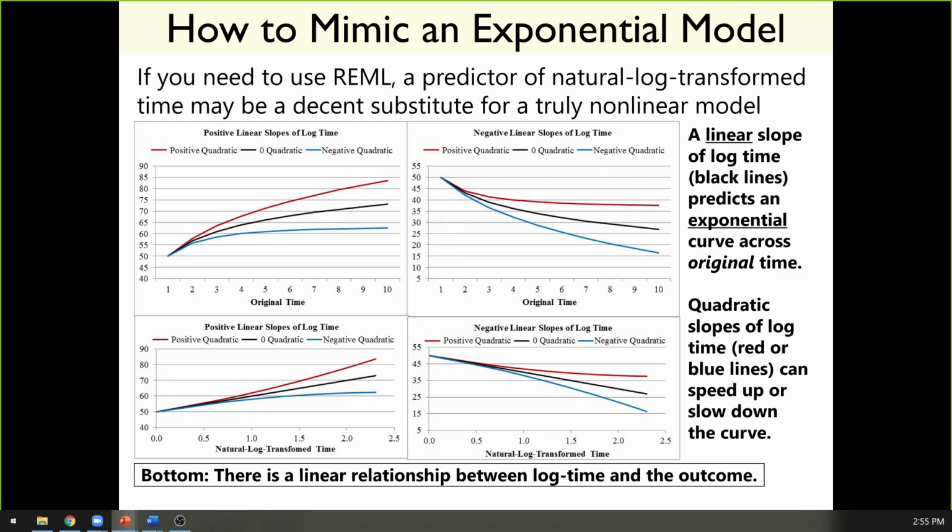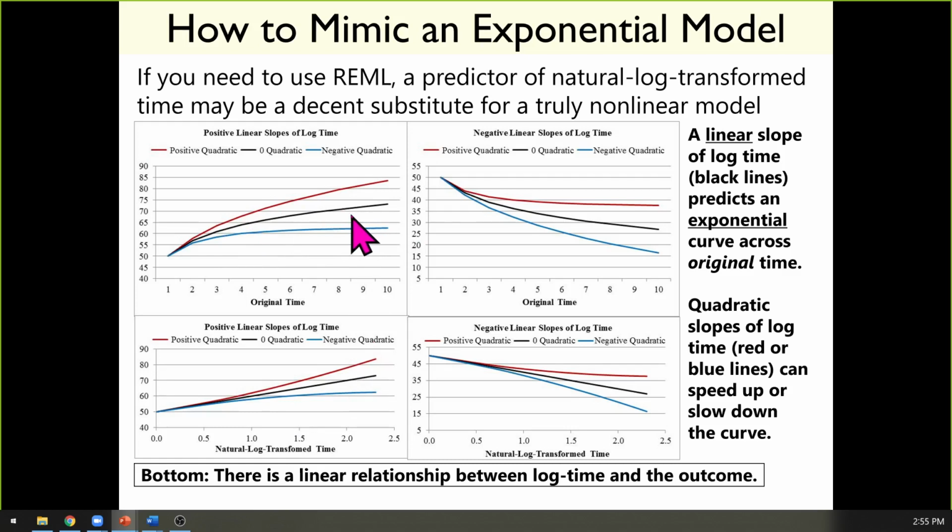It's a hack. Because once you log transform time, you end up with an exponential relationship between log transform time and your outcome. So what's happening under the scenes here is given by these bottom two pictures. The x-axis in these bottom two pictures is natural log time. And the black line shows what the model would predict if all I put in the model was a linear effect of that transform variable. It is linear with respect to log time. It works out to be exponential once you back translate into regular time.